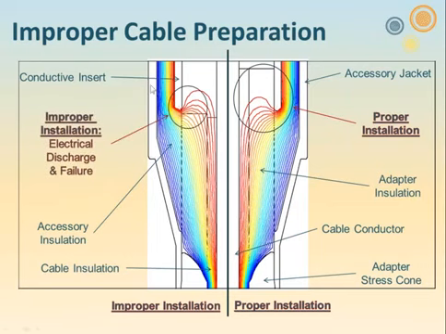Well, what is the problem? On the right side, the cable adapter, this is the cable adapter, it ends way up here, right flush with the cable insulation. Both of these dielectrics are terminated well inside the conductive insert. On the improper installation, you can see the cable insulation and the end of the cable adapter are both short of the conductive insert. So you say, well, so what's the problem?